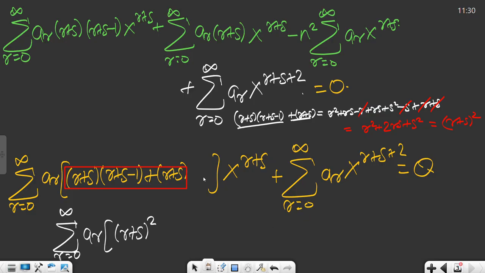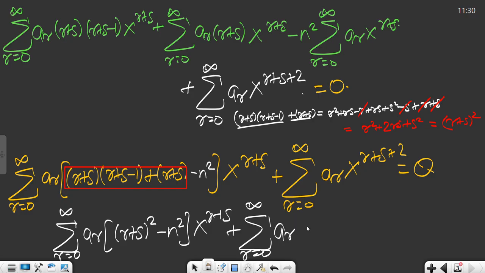Okay, so I left the n squared. So it's n squared times x to the r plus s, and this sum, as it is, r goes from 0 to infinity of a sub r x to the r plus s plus 2 equals 0.